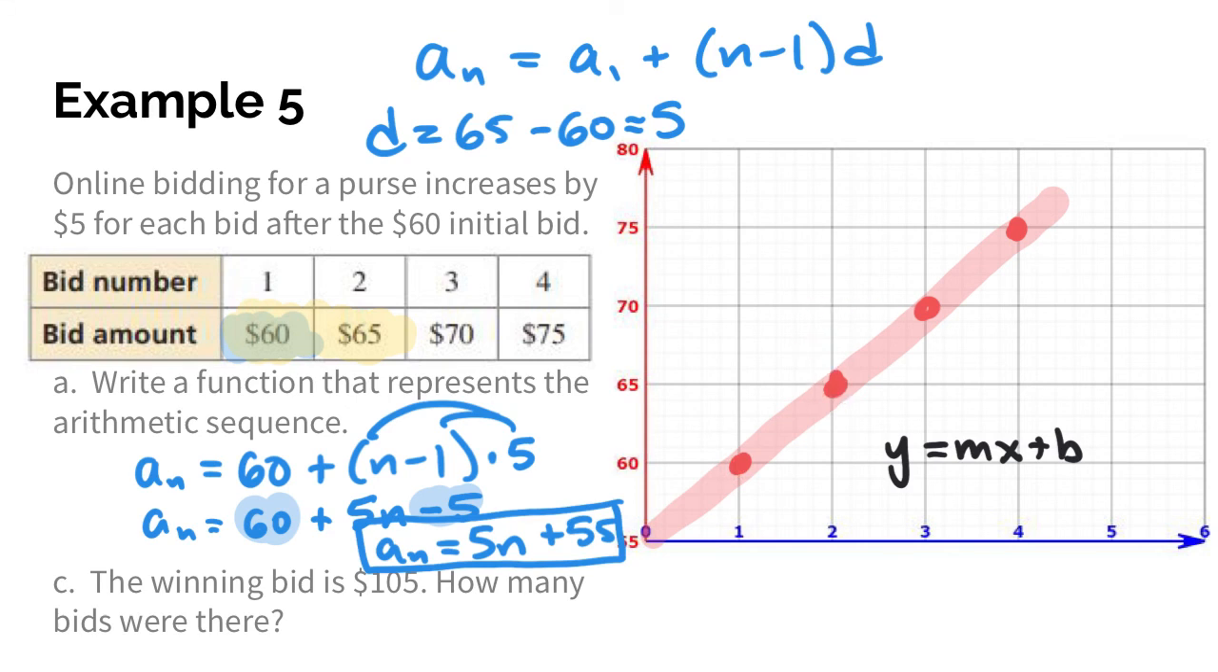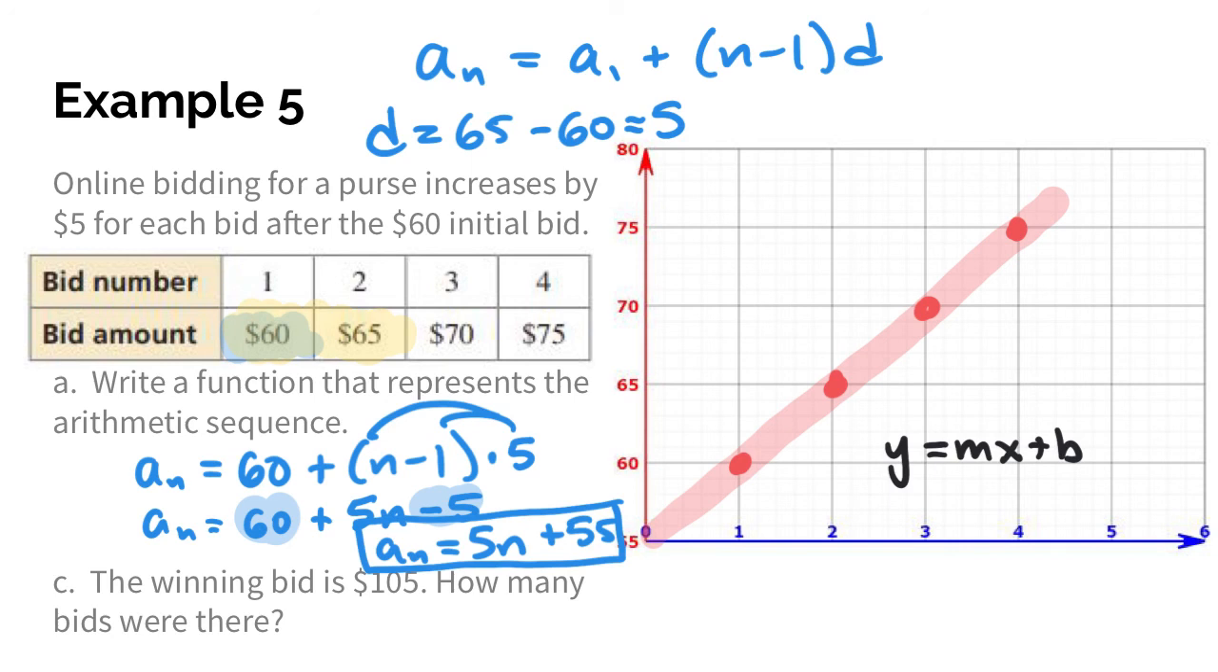Now, what I want to know in this case, part C here, it says the winning bid is $105. How many bids were there? So in this case, I'm trying to find the number of bids. If we follow the table, one bid was 60, and we know that every bid it goes up 5 and so on and so on. Now the tricky part here is that I'm not finding the 105th term, but I'm trying to find out which term would give me 105.